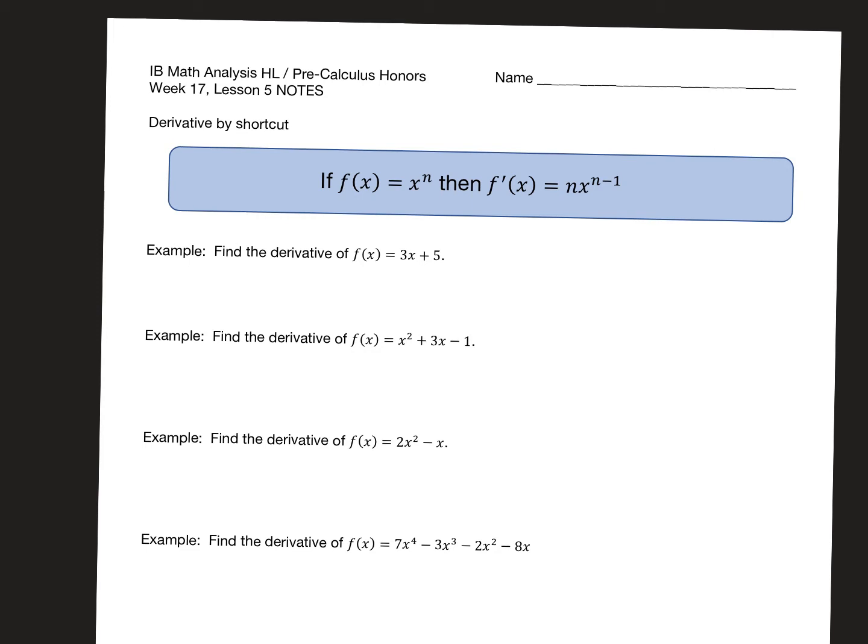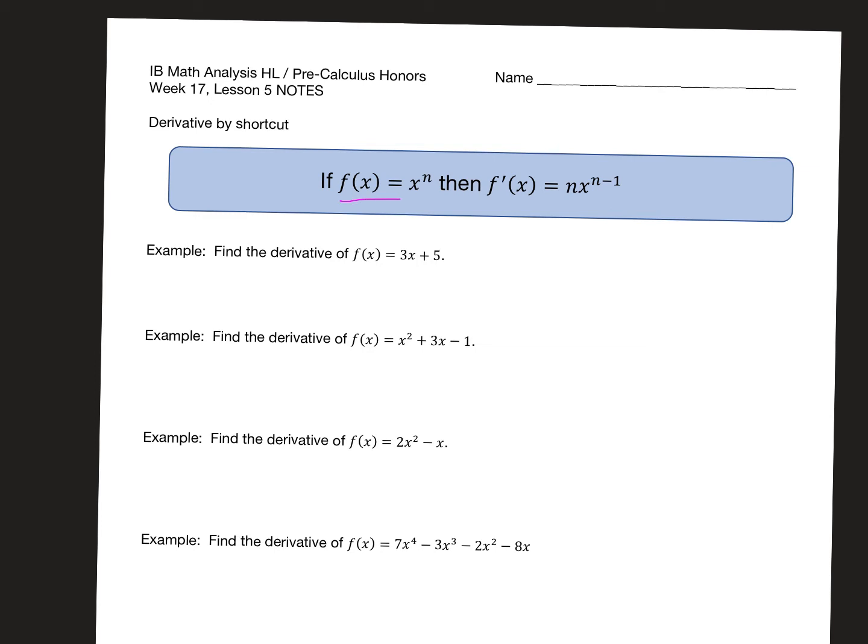And let me just say it's a rite of passage, all right? Every student that ever goes through calculus has to learn the derivative by the long method by definition first. It makes you really appreciate this lesson so much more. Okay, so here's the shortcut. You are going to be given a function that's a polynomial, okay? So this is the shortcut to do derivatives of polynomials.